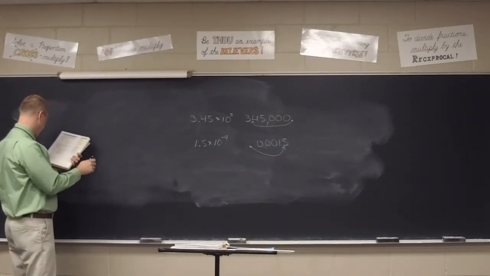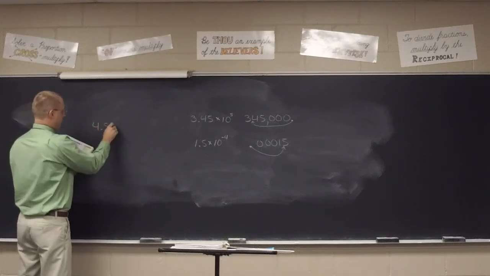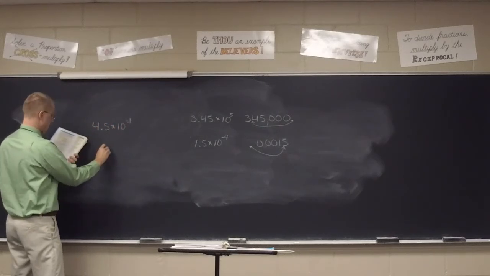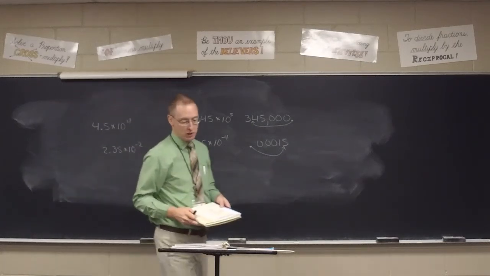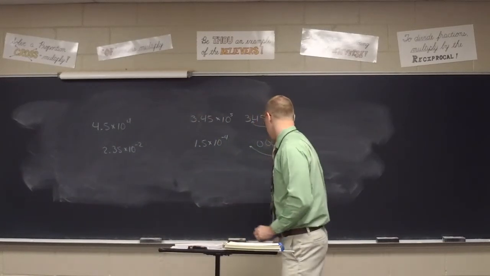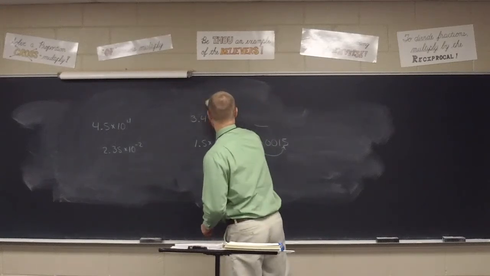Look at this next one. Supposing we had 4.5 times 10 to the 4th and 2.35 times 10 to the negative 2nd. At your seats, I want you to write those numbers in standard form.